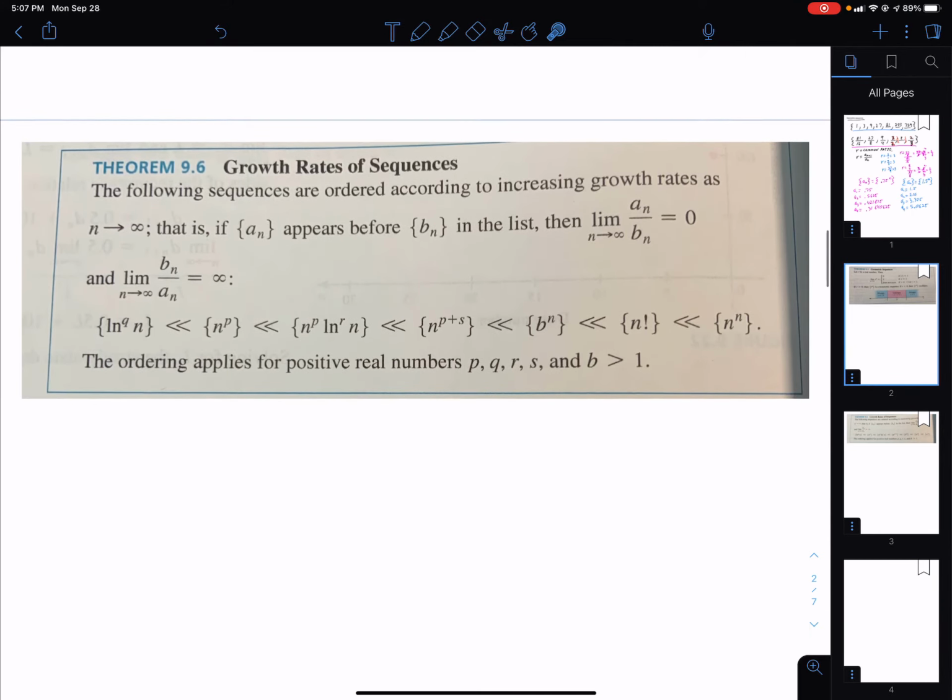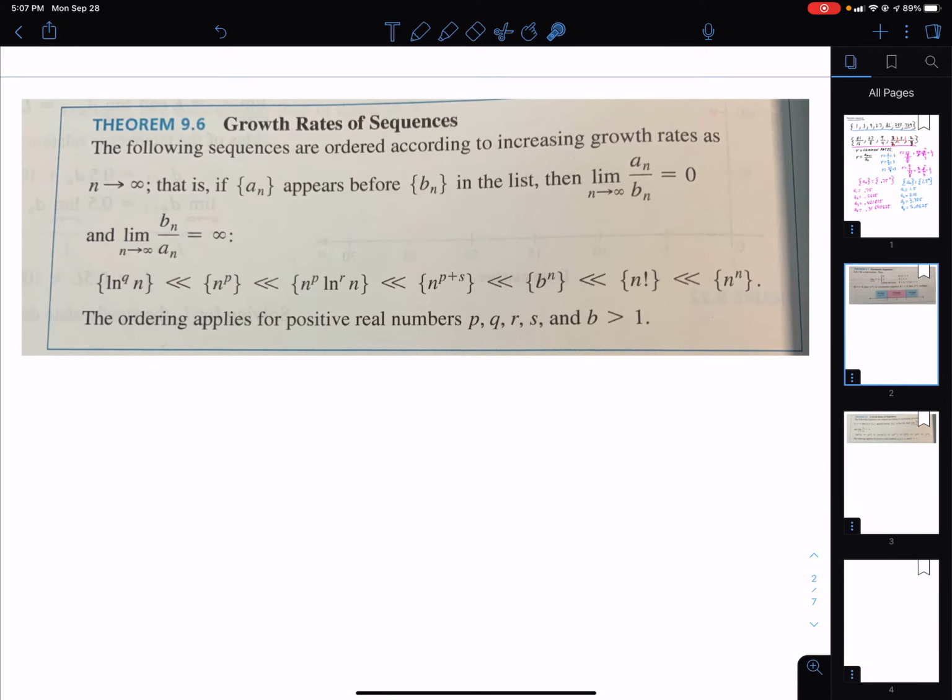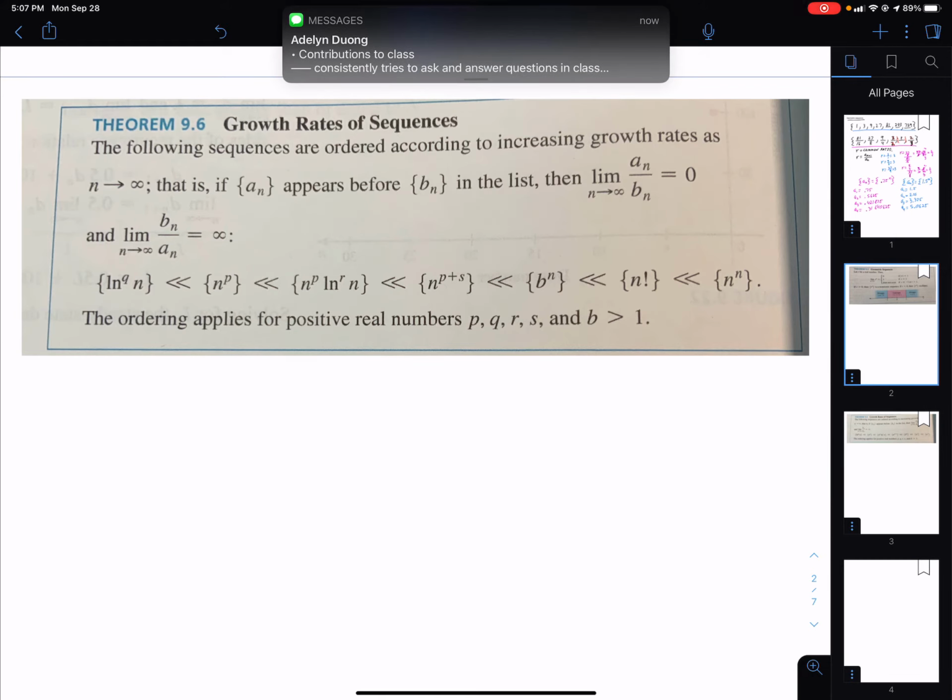All right? And the last thing that we're going to go over is growth rates of sequences. So what is happening here? This makes life easier. You're going to have a new way to find limits, and it's based on growth rates. So let me first look at this chart and see what this chart is showing us.